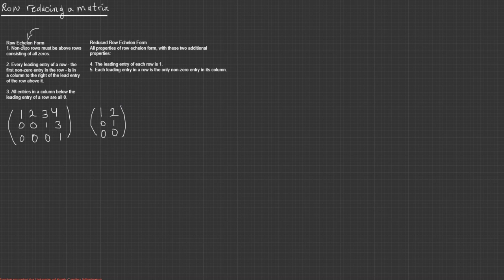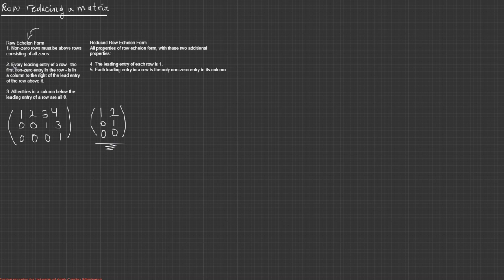Alright, so for the first property, non-zero rows must be above rows consisting of all zeros. Let's focus on this second matrix here. As you can see, the row of all zeros is at the very bottom of the matrix. It's in the very last row. Whereas these other two rows have at least one non-zero entry. These are listed above this row with all zeros. So that's what property 1 means. Anytime we wind up with a row with all zeros, we want that to be in the very last row of the matrix.